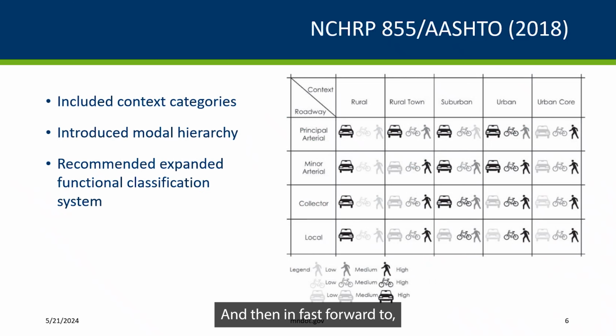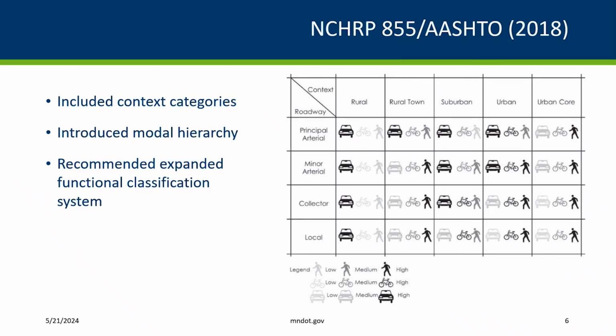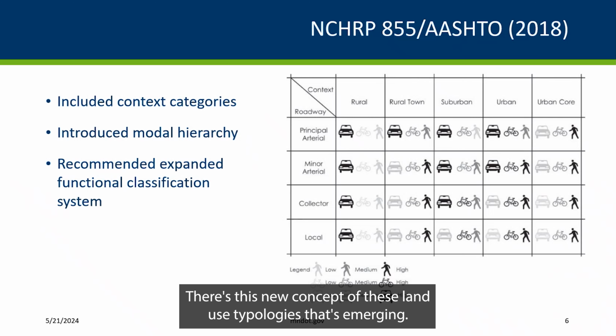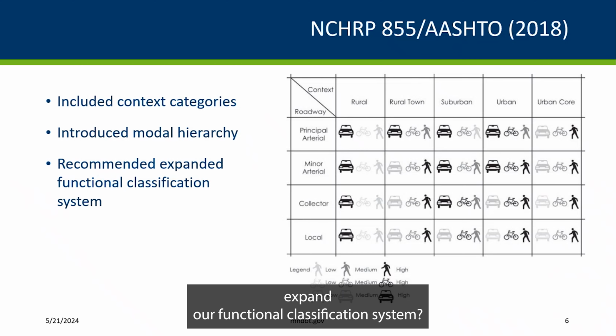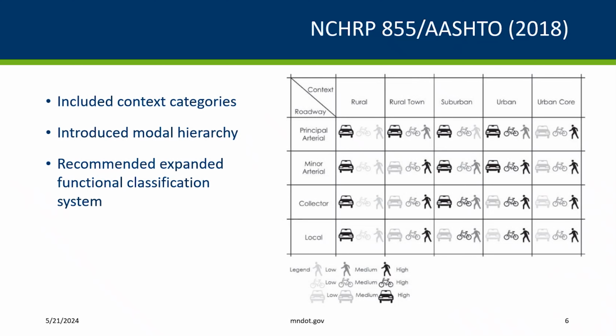And then, fast forward to, I think it was early 2017 and into 2018, NCHRP 855 came out. This was a research-based study, but it said, we've got the existing functional classification system, and there's this new concept of land use typologies that's emerging. And should the federal government, FHWA, expand our functional classification system? The recommendation was yes, and that's in the works now with FHWA.